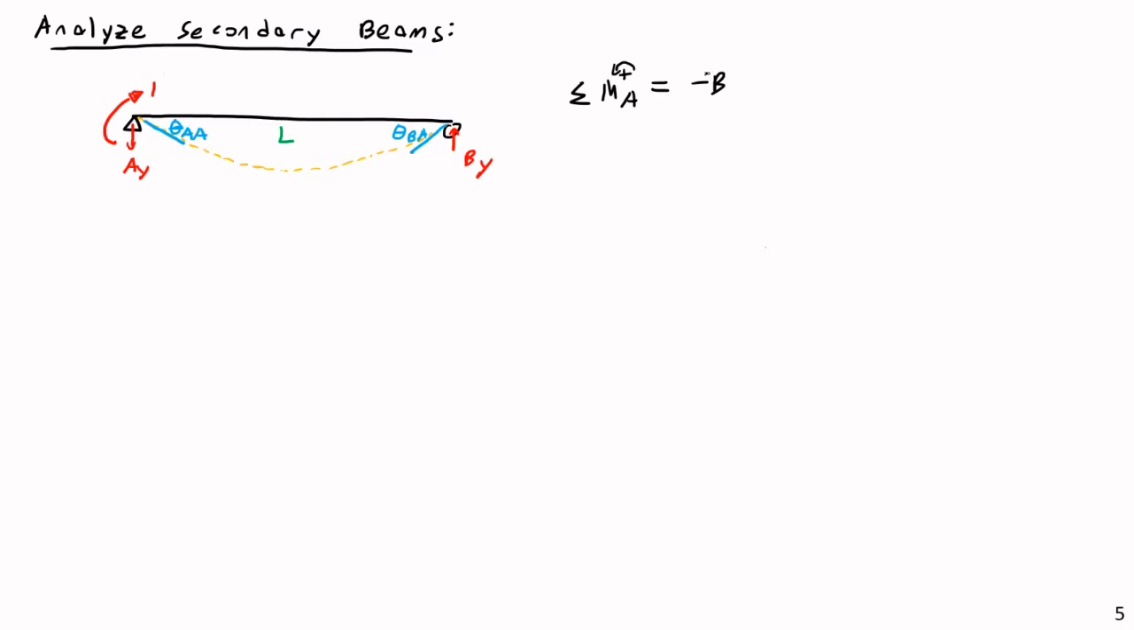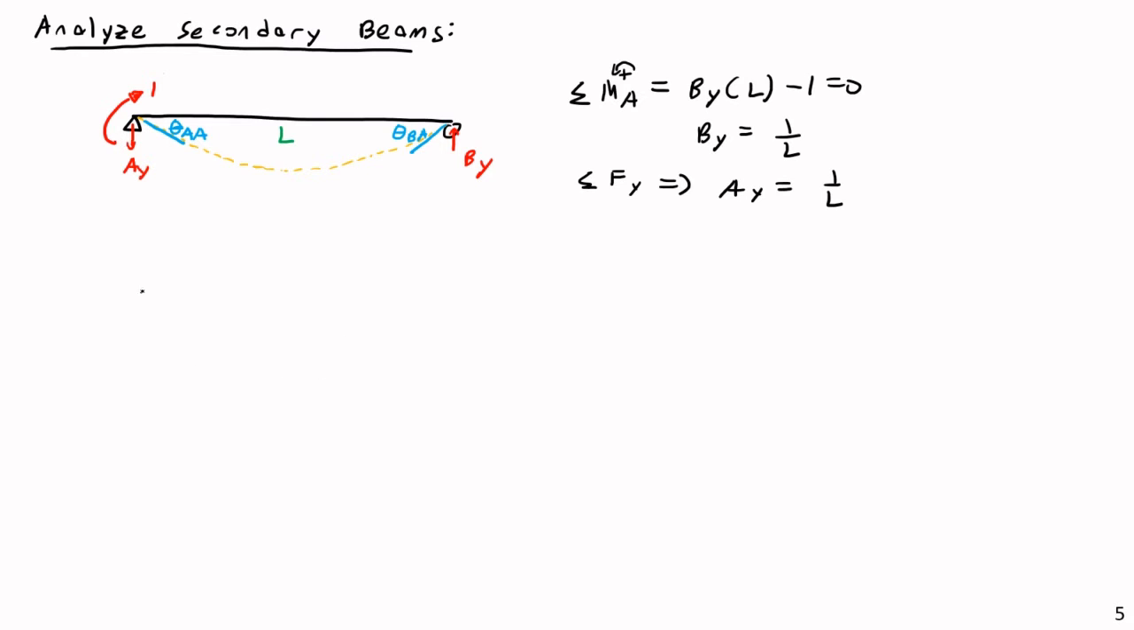So balancing moments then. Negative BY, or actually positive BY, because now that we got that fixed, BY times L, I've been using capital L, minus 1 is equal to 0, which means that BY is equal to 1 over L. Then I can do a sum of forces in the vertical direction and clearly see that AY is also equal to 1 over L. The only difference is that BY will point upward while AY will point downward. They will have the same magnitude, however.